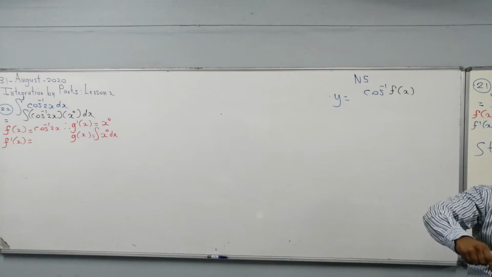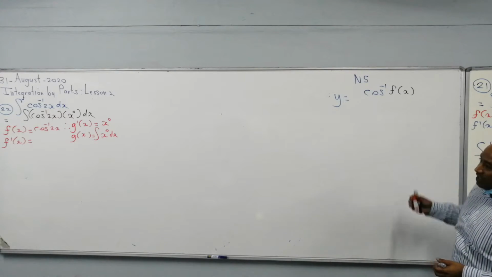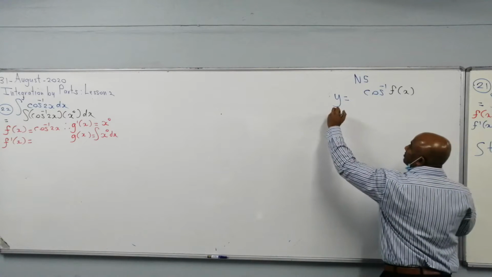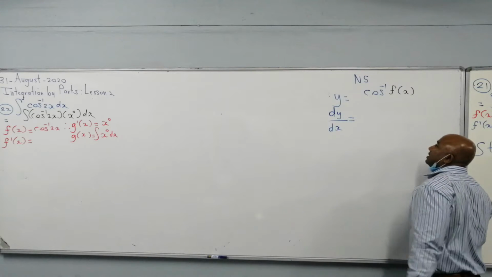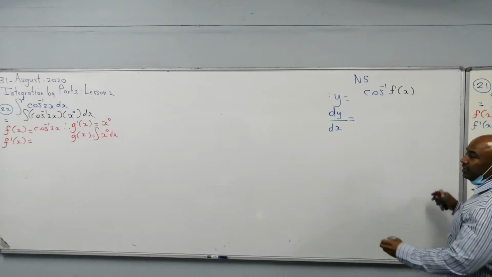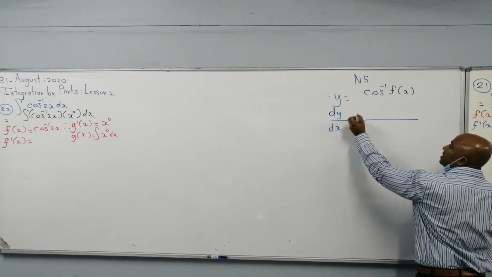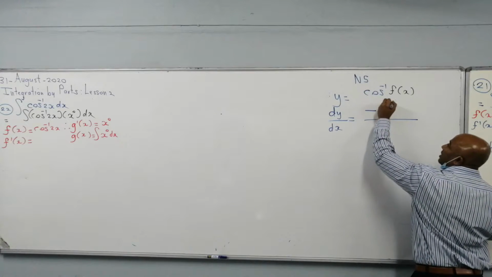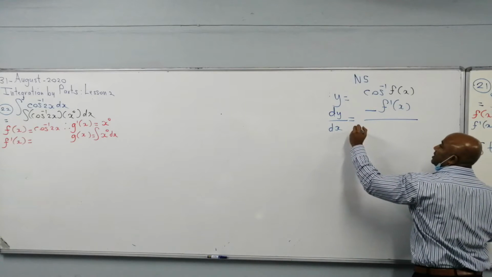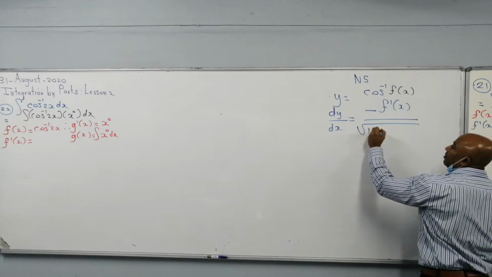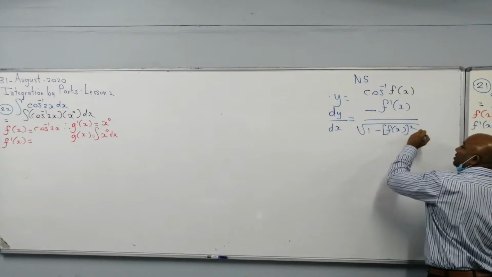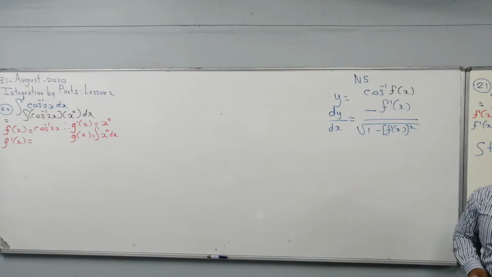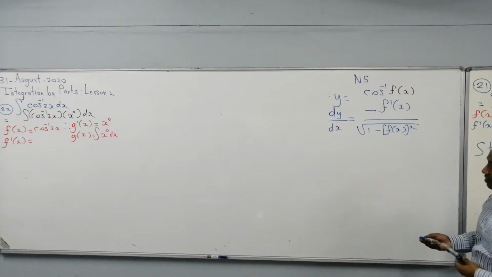The formula is on the formula sheet, but let's take this one here. So now dy over dx, so the derivative of inverse cos f of x is going to be minus f prime x, all divided by the square root of 1 minus f of x all squared. So that is how we use the formula for inverse cos.